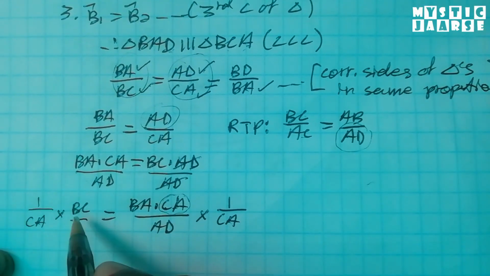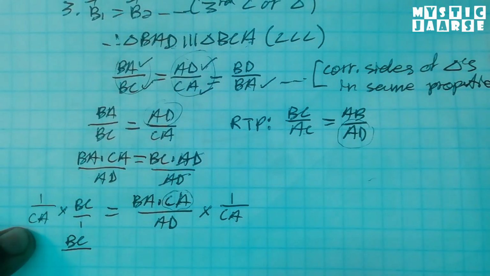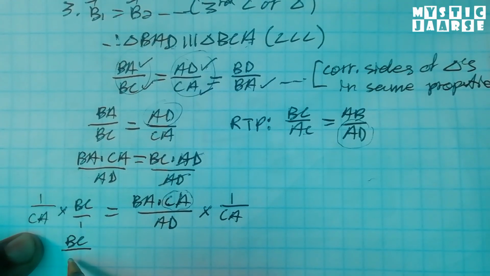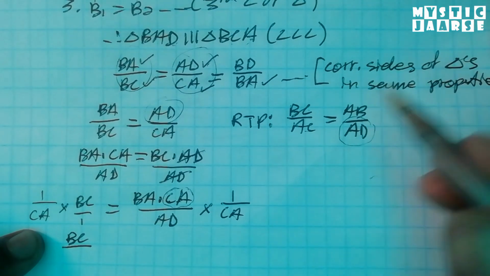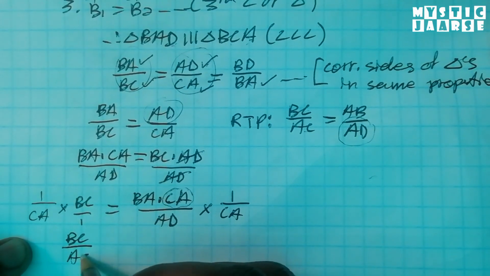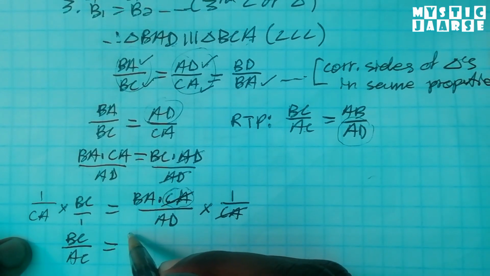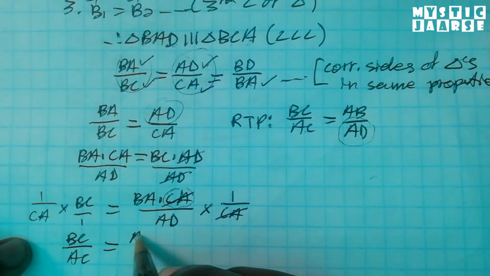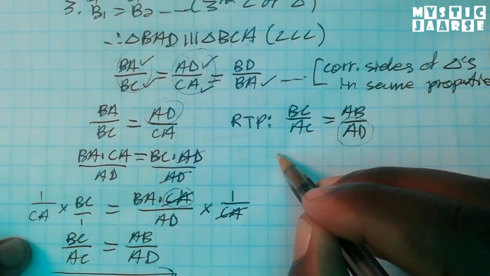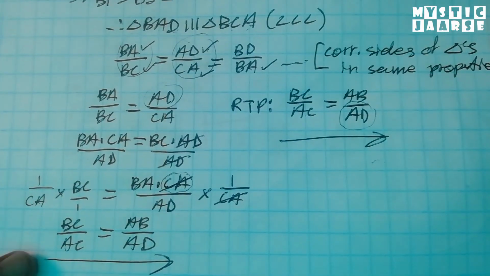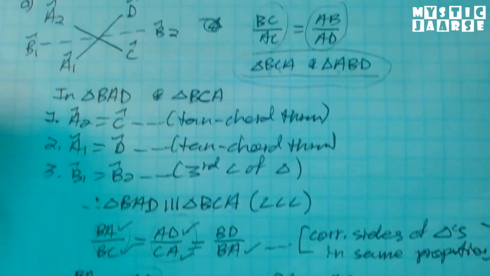So we will be having 1 multiplying by BC. We will have BC divided by CA multiplied by 1. I'm going to write it as AC so that it resembles what we were supposed to prove. So CA is AC is equal to this. CA is going to cancel with this one, and we will be having AB divided by AD. Now this is what they asked us to prove. So we have proven that this pair of corresponding sides are proportional.